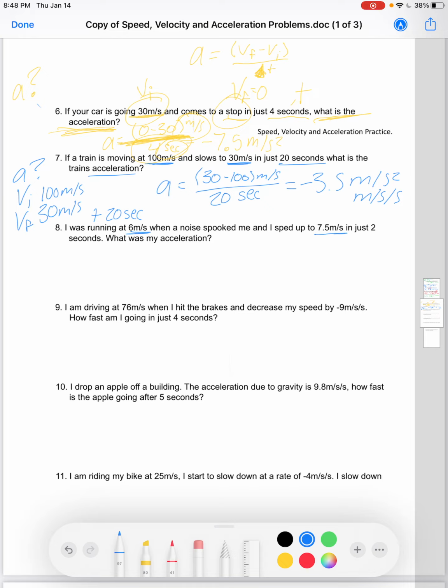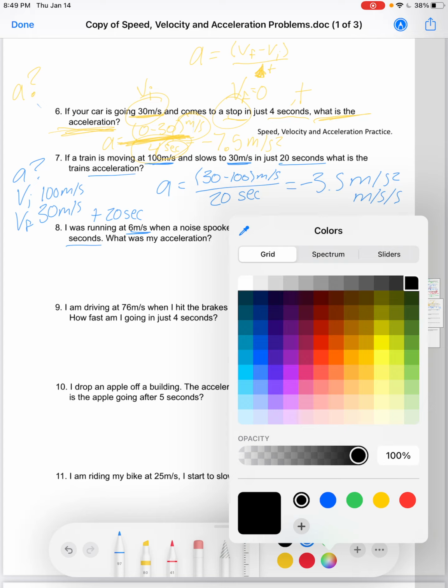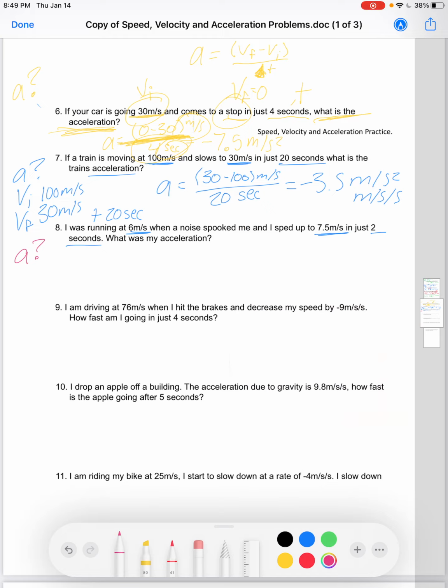I was running 6 meters per second when a noise spooked me, and I sped up to 7.5 meters per second in just 2 seconds. What was my acceleration? So again, let's change my color here. Let's make it a nice pink. So again, I'm looking for acceleration. My initial velocity, it says I was running. So initial velocity is 6 meters per second. Then I sped up to 7.5 meters per second in a time of 2 seconds.